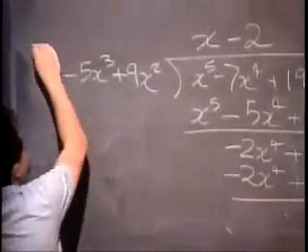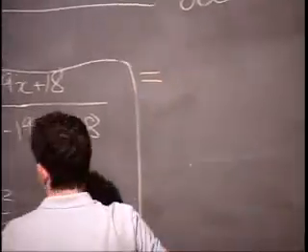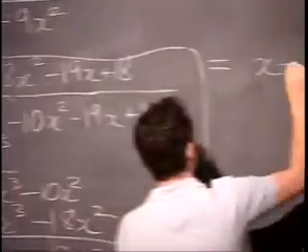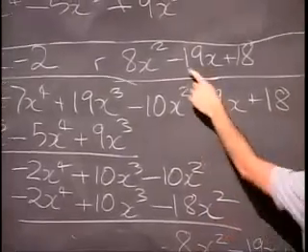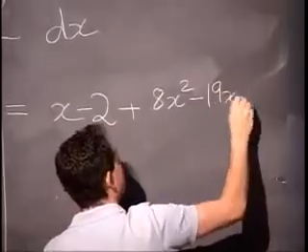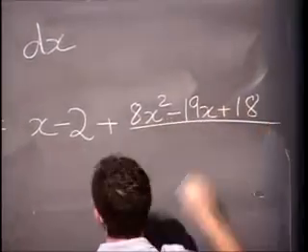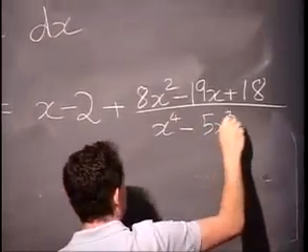Okay, so the result of these shenanigans is that I can now write my original integral, and gee, I don't want to write it again. So I'm going to write this over here as the quotient x minus 2 plus the remainder 8x squared minus 19x plus 18 over that horrendous denominator. Actually, it's not that horrendous. X to the fourth minus 5x cubed plus 9x squared.